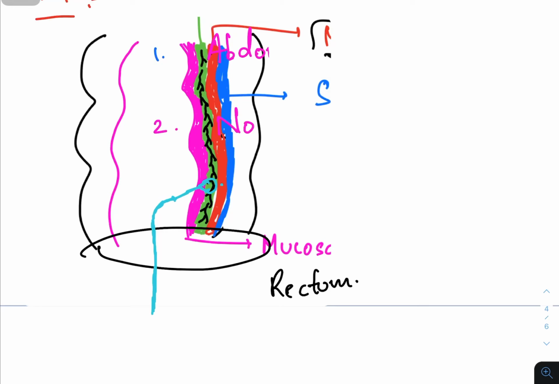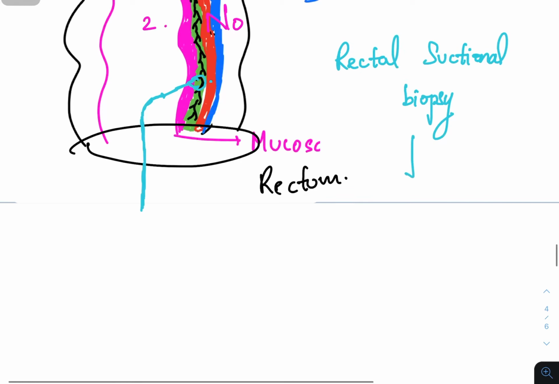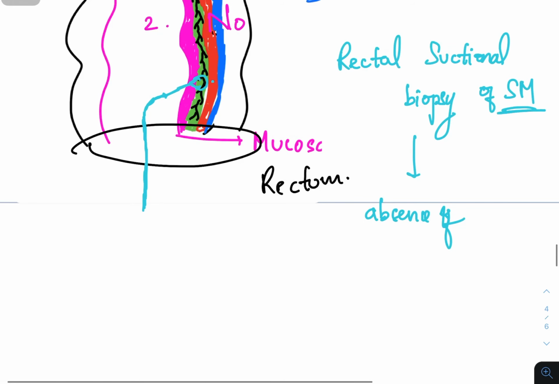So in the submucosa layer, you take the rectal biopsy, right? You call it a rectal suction biopsy. So when you take the rectal suction biopsy, what do you find in the submucosa? You find there is absence of ganglionic cells. It means the nervous system, right?